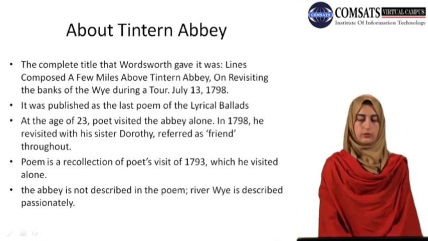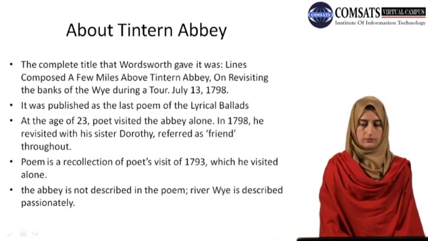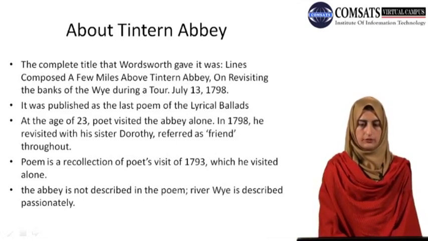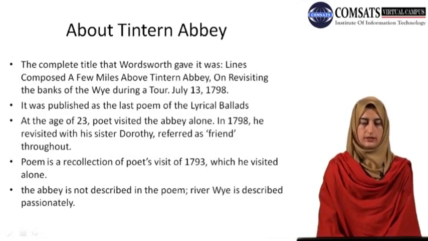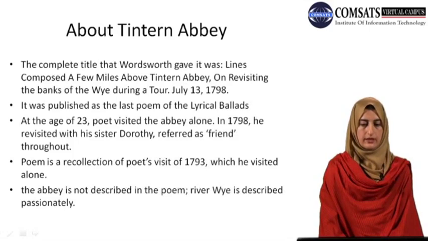Now let's look in more detail at some of the other important things related to this poem, Tintern Abbey. Wordsworth himself gave us the complete title of the poem. For the sake of brevity, we use only the title Tintern Abbey, which I've also used as the title of the poem here. But the full title is Lines Composed a Few Miles Above Tintern Abbey, on revisiting the banks of the Wye during a tour, July 13, 1798. So he gives you the exact date also, but he also tells you important things.